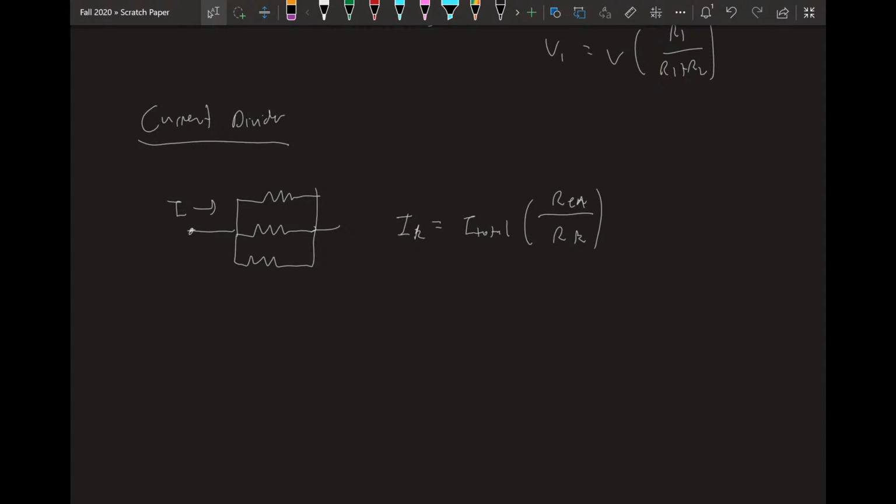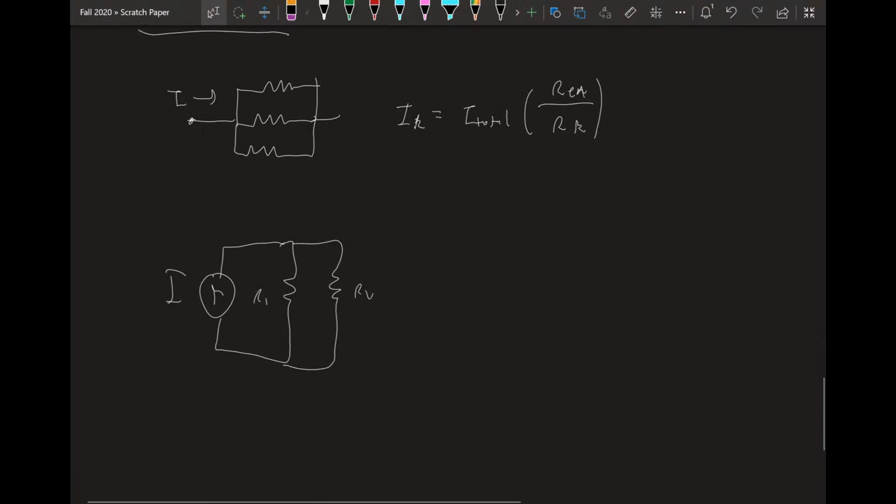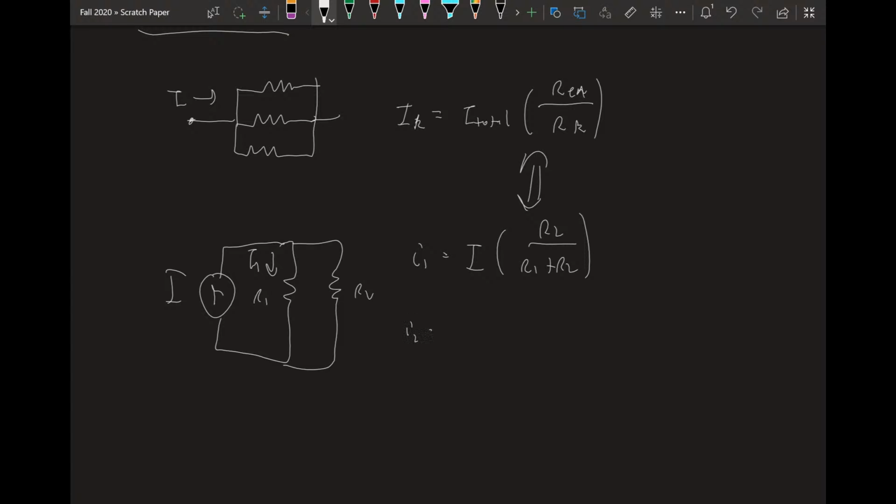Right? And like the voltage divider, a special case is with two resistors in parallel. So you have some total current I and resistor 1 and resistor 2. R1, R2, and I. Let's say you want to know I1, which is the current going down here. Following our formula and doing some algebra, I'm just going to write down the answer that I1 is going to equal I times R2 over R1 plus R2. If you apply this, you'll find they're the same. And then I2 would equal I times R1 over R1 plus R2.